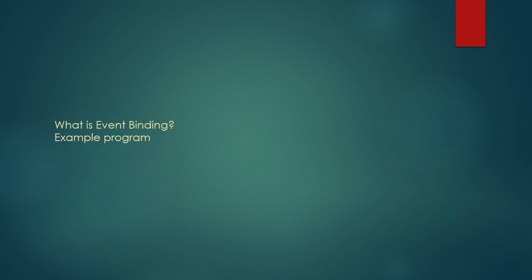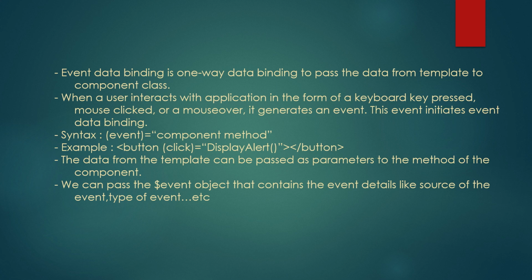Event binding. In this video, we are going to discuss what event binding is, with a simple example program to understand it. Event binding is basically one-way data binding where the data passes from the template to the component class. When the user interacts with the application by clicking a mouse button, pressing a keyboard key, or moving the mouse over an element, it generates an event. This event initiates event data binding.